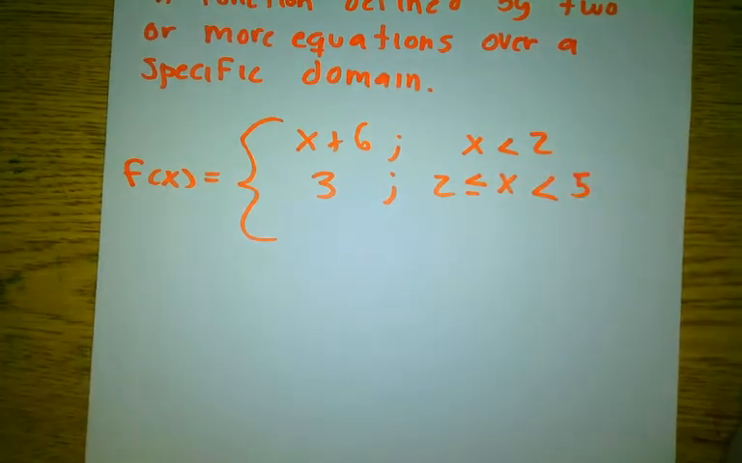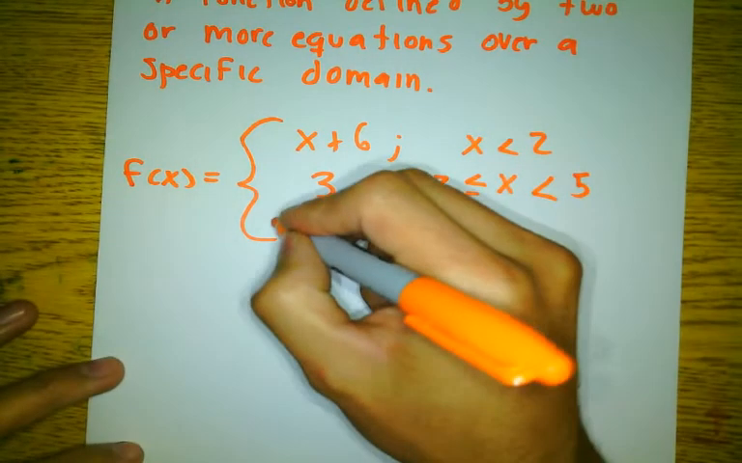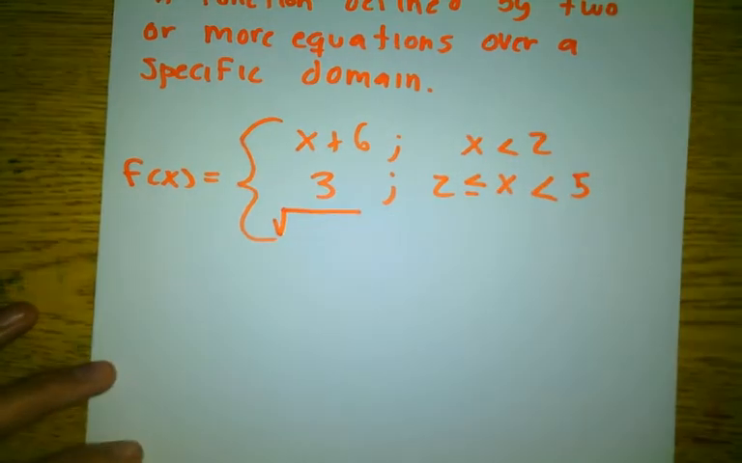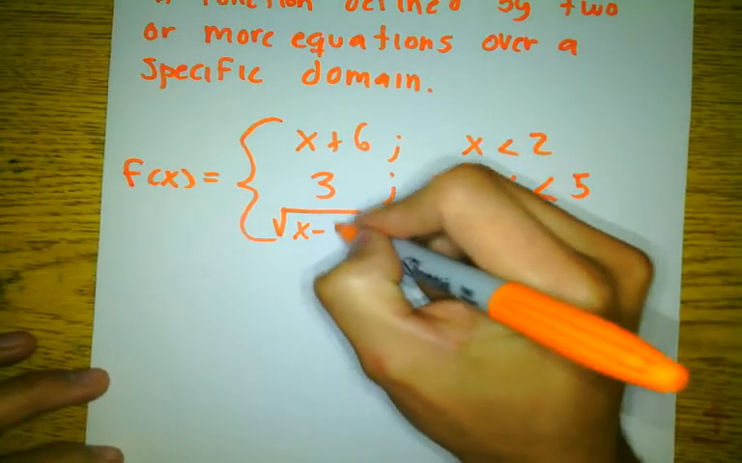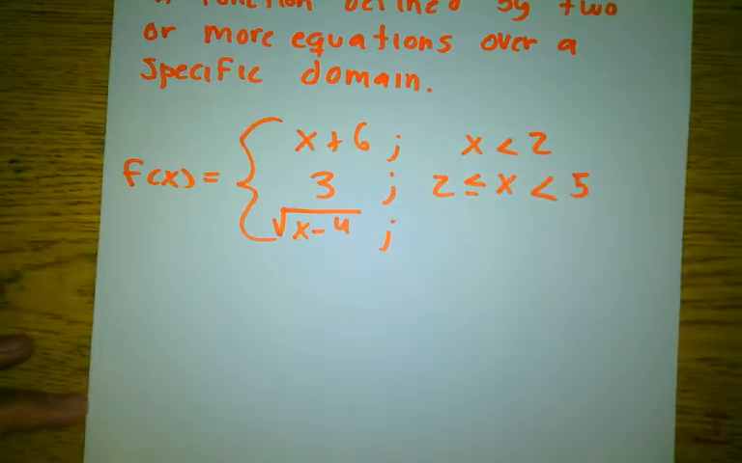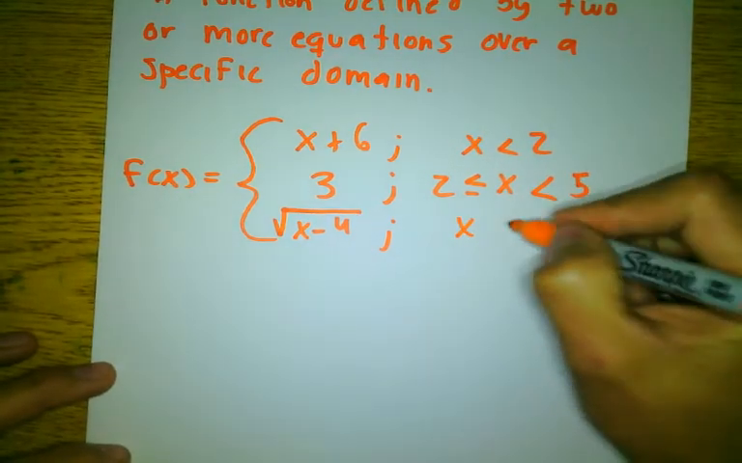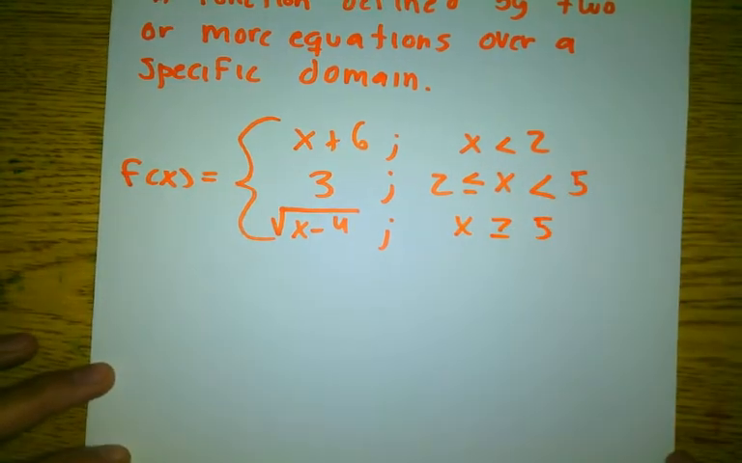The third one, actually, let me change. Did I put 2? Actually, no, that's fine. We're good. Let's go with the square root of x minus 4 such that x is greater than or equal to 5.